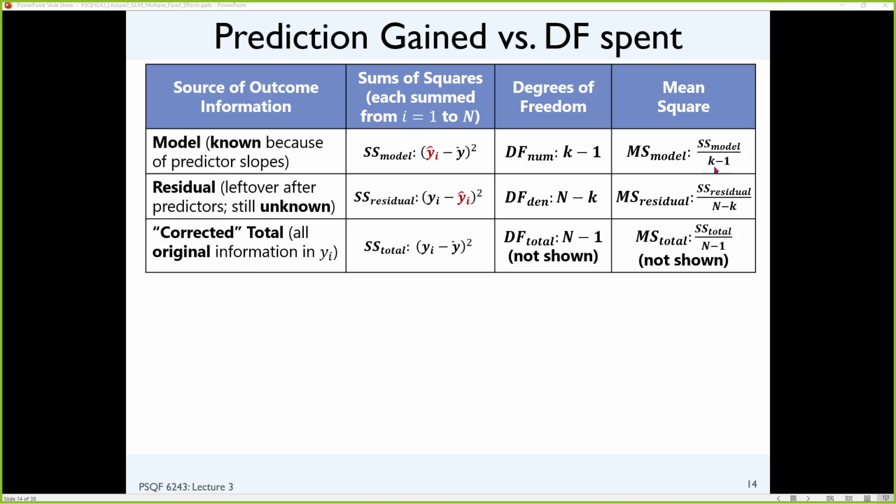So money spent is like numerator degrees of freedom here. How many slopes did it take to capture this information? How much money did you have to spend? And then how much information did you get with your model? Is like, what's your loot? That's mean square model. It's only a good deal if you, per item, have a very low price.